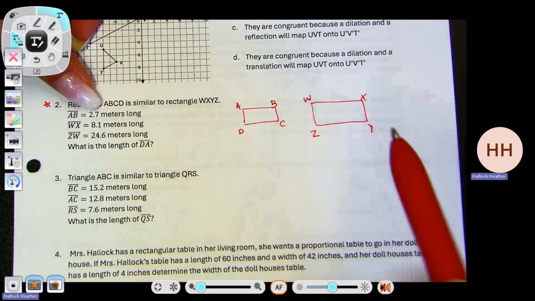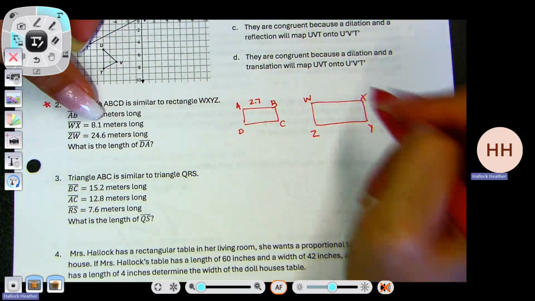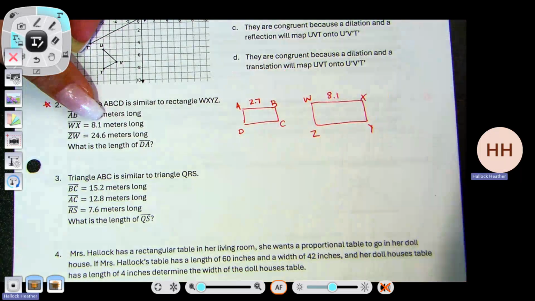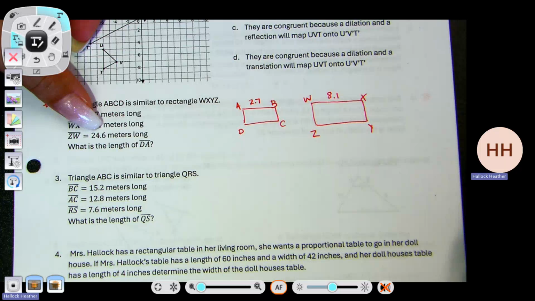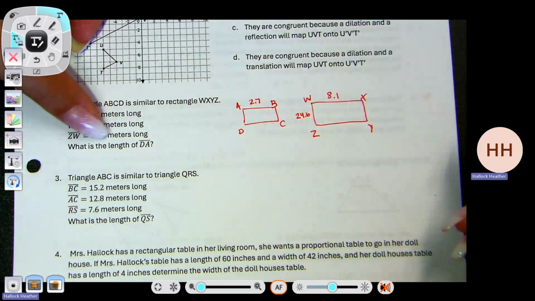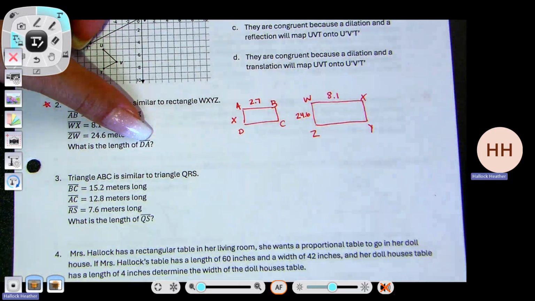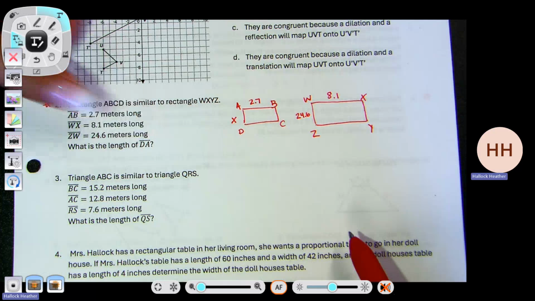So AB is 2.7, WX is 8.1, ZW is 24.6. What is the length of DA? So that's where I'm going to put X. And then this is exactly what we were doing the past 2 weeks. So we're going to pick something on the small shape.